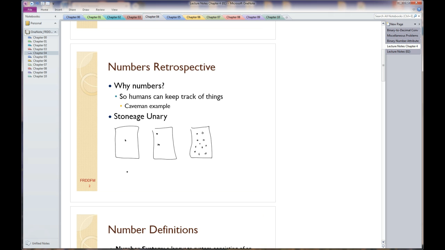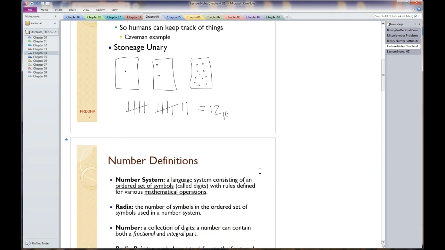One advancement in number systems was Stone Age unary. It's something that we still use today. This is the classic Stone Age unary system here, where we use these little slash marks. So this number is equivalent to 12, base 10, which is decimal, what we still use today. So still commonly used today, really primitive, but then again, very useful. Once again, we are limited as humans in what we can keep track of in our brains, so we develop number systems to help us keep track of that.